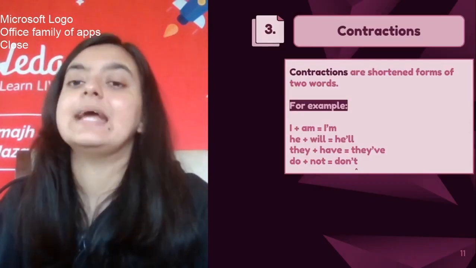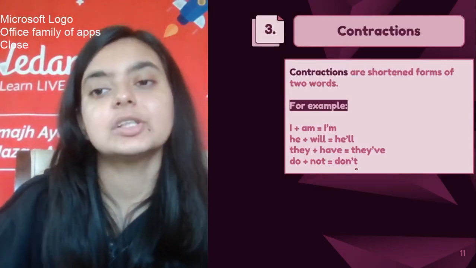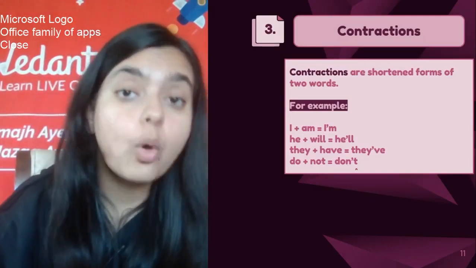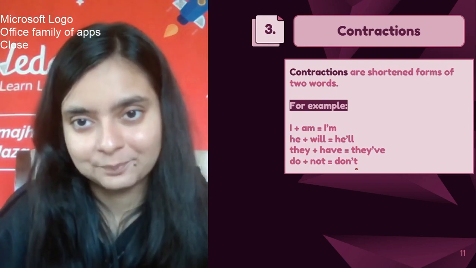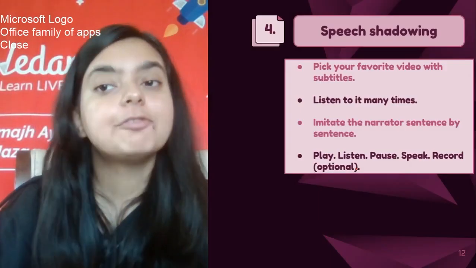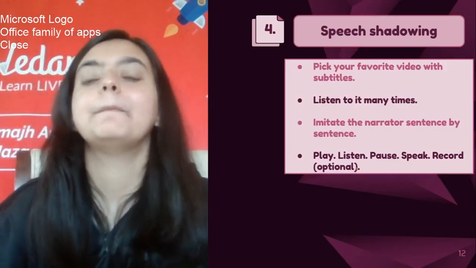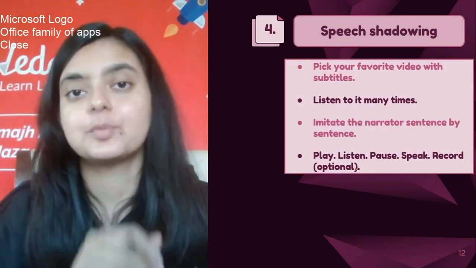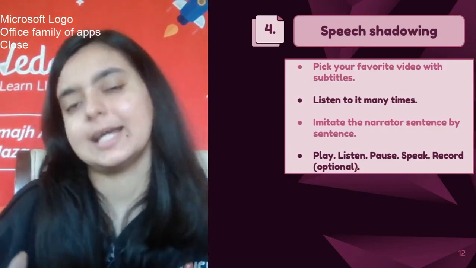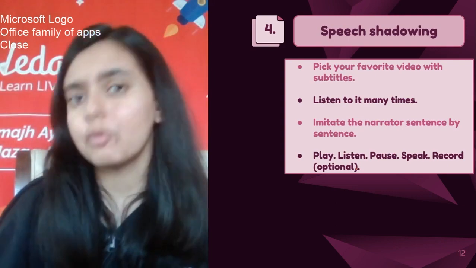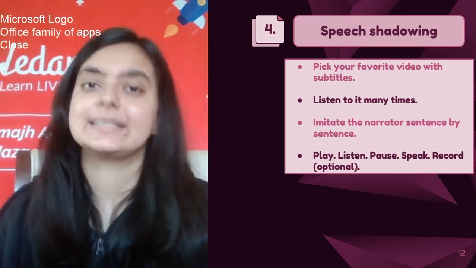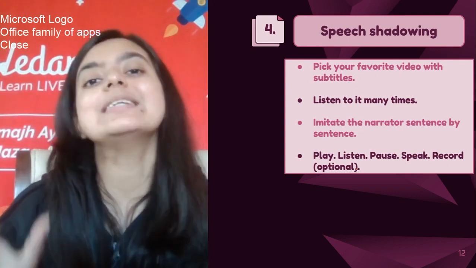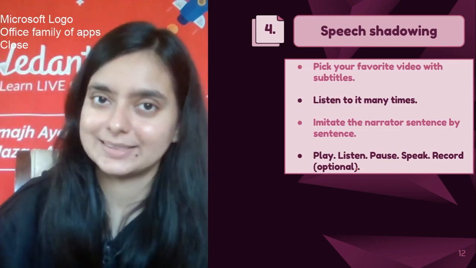The third tip is contractions. Contractions are shortened forms, so you need to know the contractions as well, right? The fourth tip is you can pick your favorite video or any movie that you want, any Netflix series, any movie that you want with subtitles. Obviously, when I talk about movies or series, I'm talking about the English ones, right?